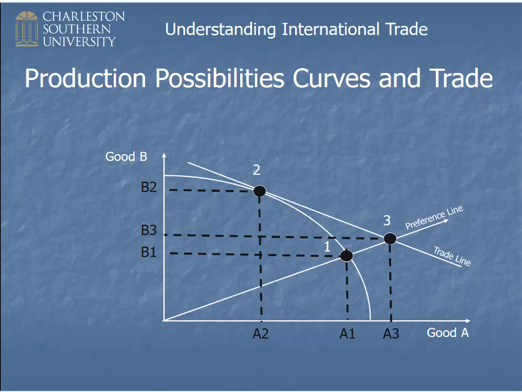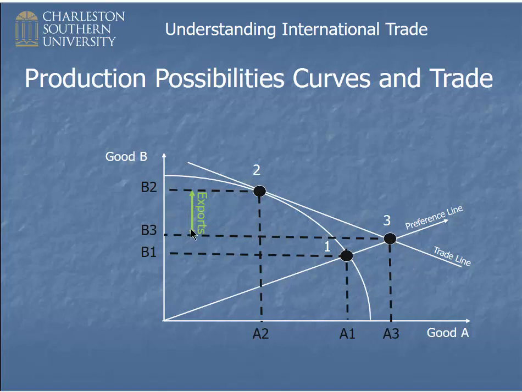Notice that we haven't produced outside of our production possibilities curve. We're producing right here, fully utilizing our resources, but we've reorganized our resources to take advantage of the terms of trade. Now, if you study this long enough, you will realize that these things we're going to export. We're going to produce all this good B that we don't really want. We're going to load it on a boat and trade it for what we really want, which is good A.